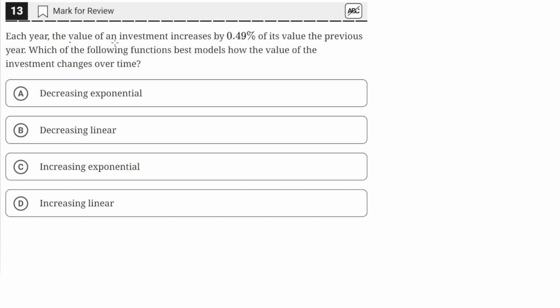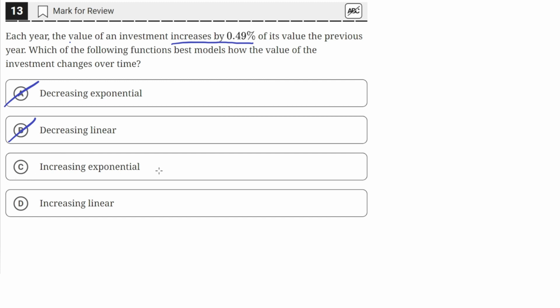Each year, the value of an investment increases by 0.49% of its value the previous year. Which of the following functions best models how the value of the investment changes over time? Okay, so the value of this investment changes by 0.49% every year. So the function that would best model this would have to be an increasing function, because the value of the investment is increasing. So we can rule out the decreasing answer choices, since the value is increasing, not decreasing.